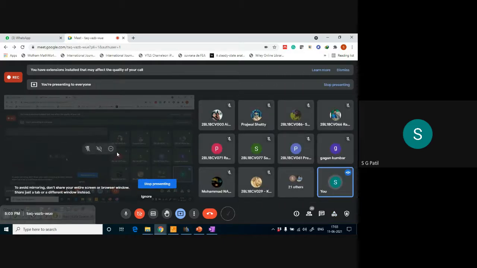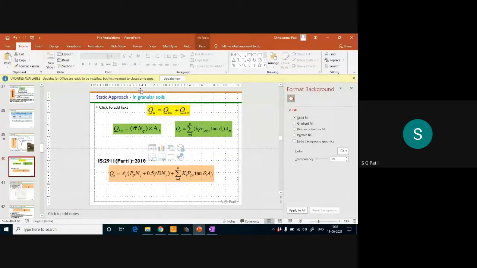Any doubts regarding the pile load carrying capacity in sandy type of soil? Prajwal? Are you there, Prajwal? Aishwarya? Any doubts regarding the formula, whatever we discussed till now? No, sir. Okay. So this is for as far as granular soil is concerned.